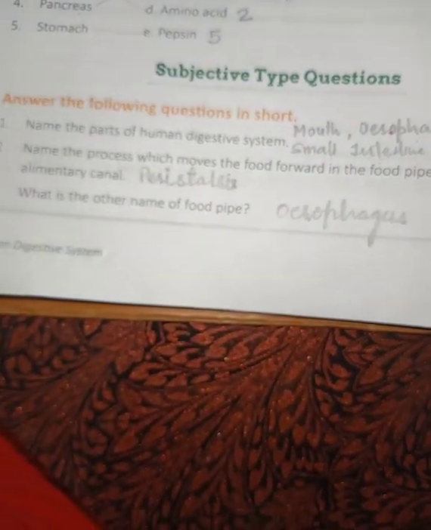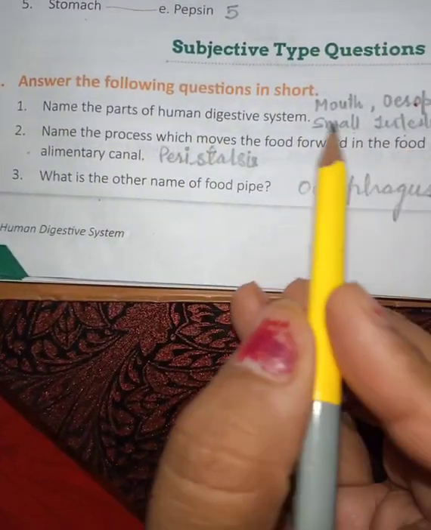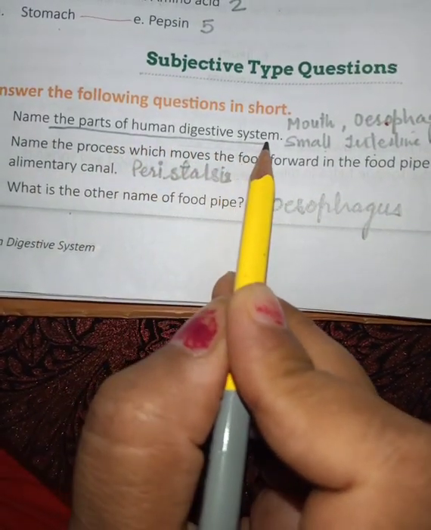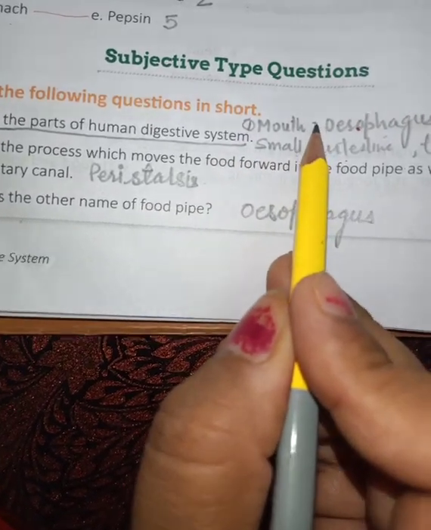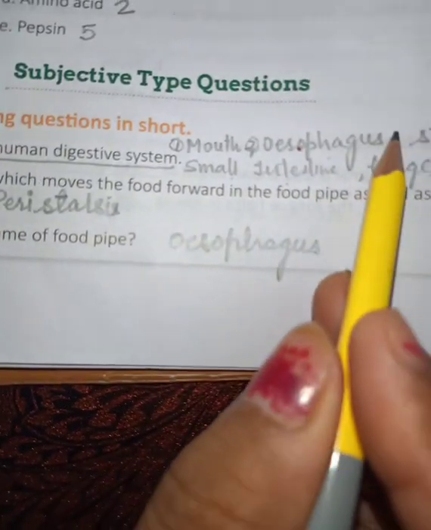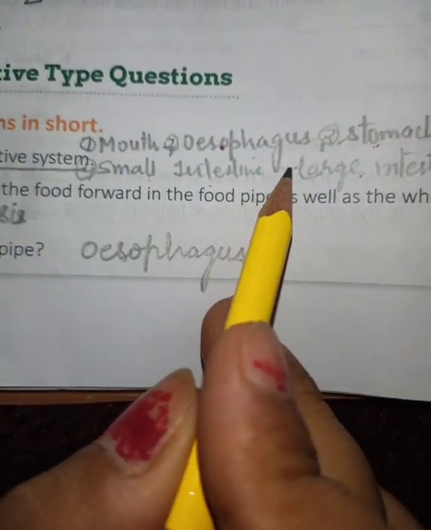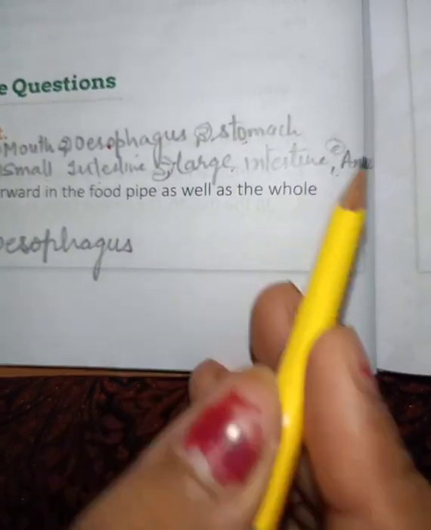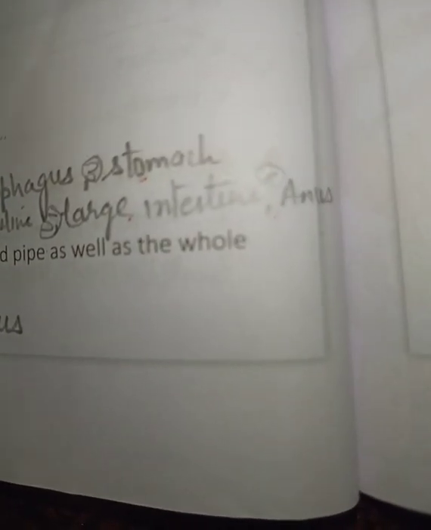How will you start the answer? Question is, name the parts of the human digestive system. So you will write like this. The parts of human digestive system are number 1, mouth. Number 2, esophagus. Number 3 is stomach. Number 4 is small intestine. Number 5 is large intestine. And number 6 is anus. Okay. Now question number 2.